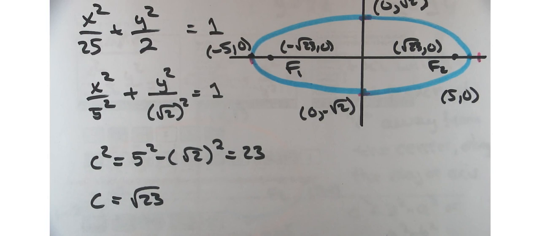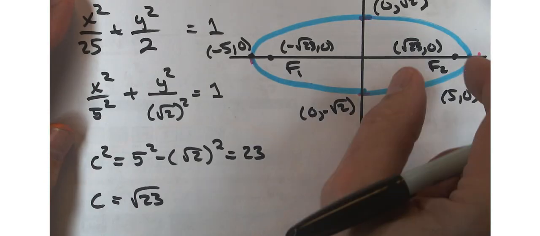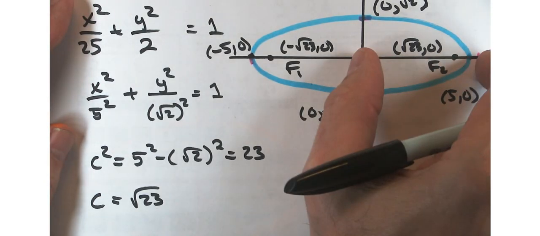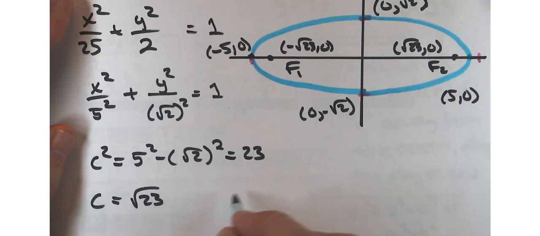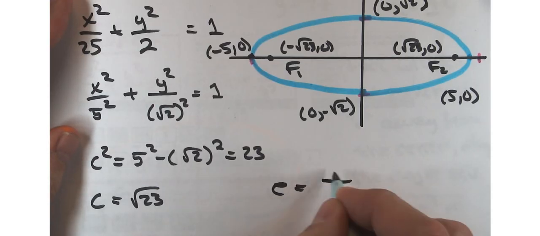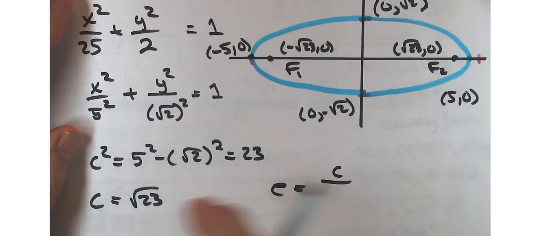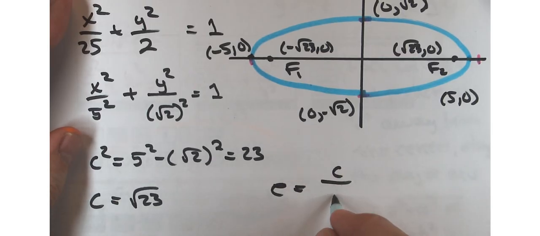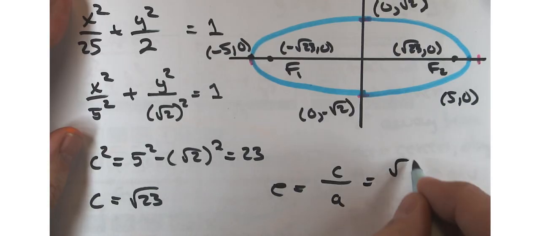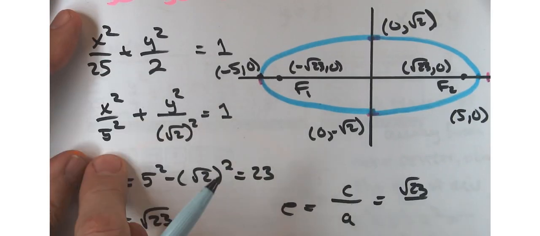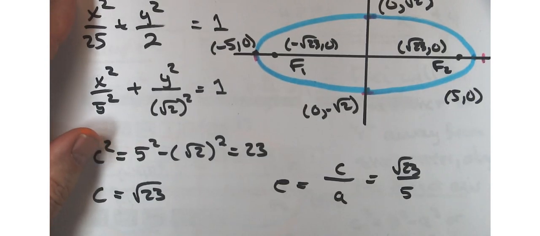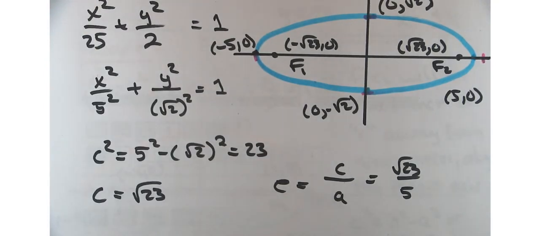Oh, there is one last thing that I'll do here. Let's find the eccentricity. The eccentricity is going to be the ratio of this distance to the longer side. So the eccentricity is going to be c over the longer side, which in this case is a, so √23 over 5. So a pretty eccentric ellipse. The closer it gets to 1, the more drawn out and cigar shaped it's going to be.